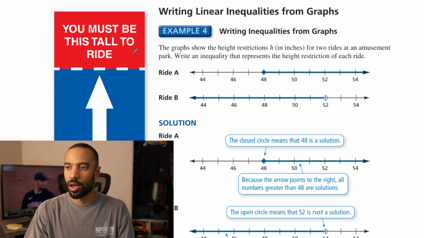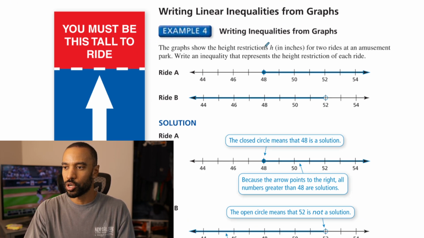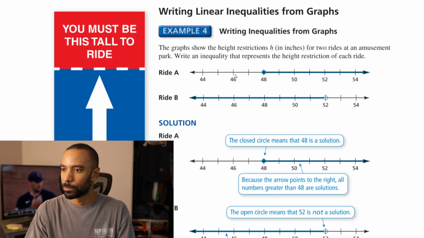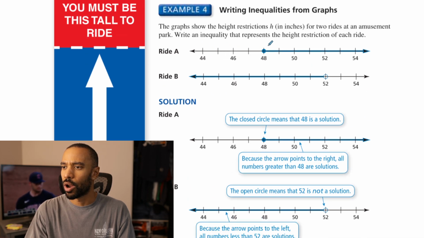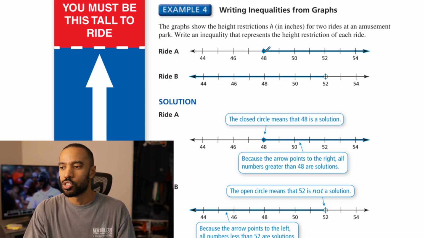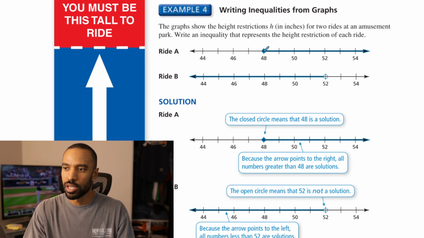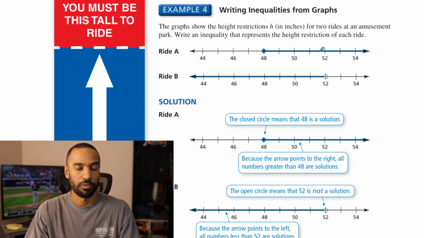Okay, writing linear inequalities from graphs. The graphs show the height restrictions h in inches for 2 rides at an amusement park. Write an inequality that represents the height restriction of each ride. So there's ride A. Okay, so I thought these were the answers. So this ride here shows you that you can be, this is in inches, you can be 48 inches tall or 49 inches or 50 inches or whatever in between there or taller than. Ride A is 48 inches or taller to ride. That's 4 feet or taller.